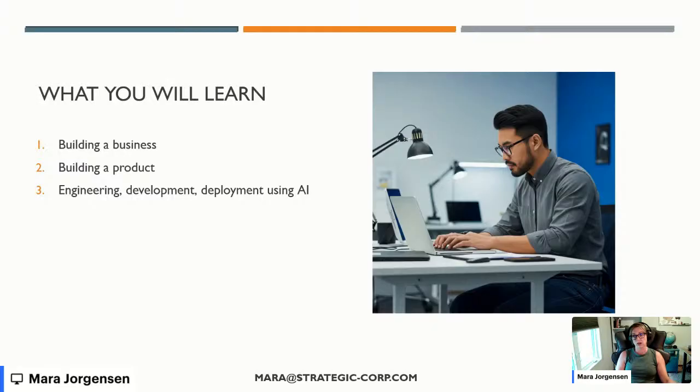So we're going to start out slow by building the artifacts for the business, and then discussing what the product will actually look like and how it will function. Then we are going to be able to engineer it much more quickly because we've done a lot of the planning in advance.